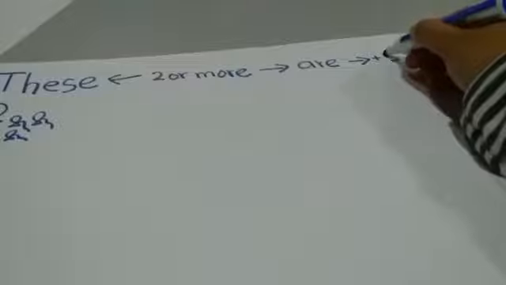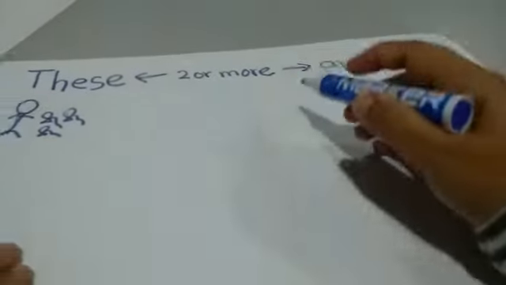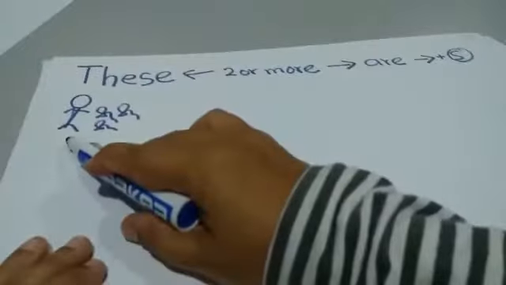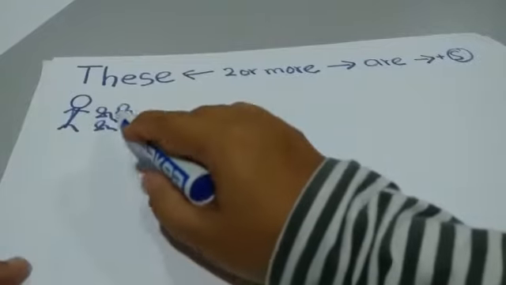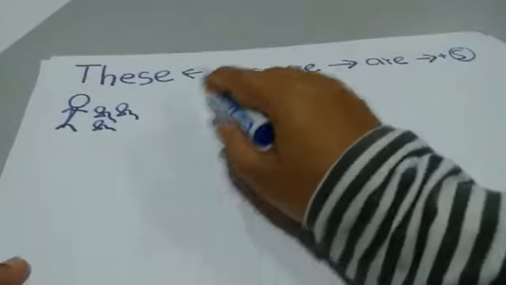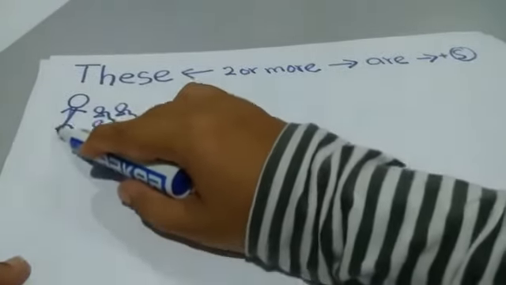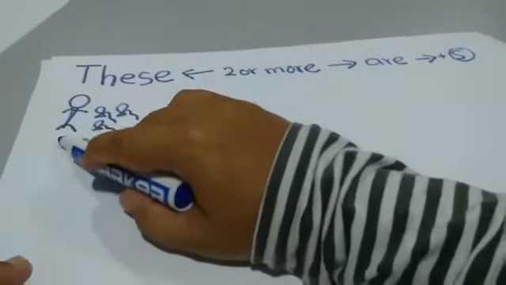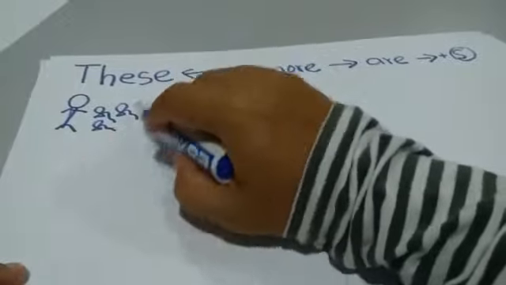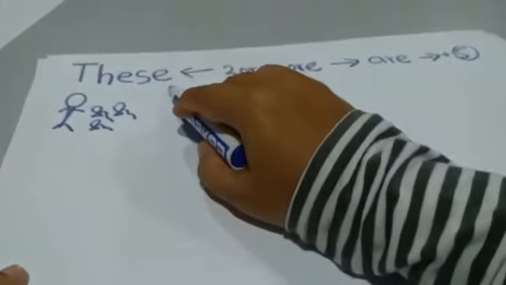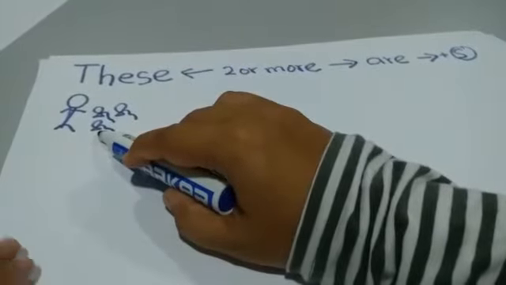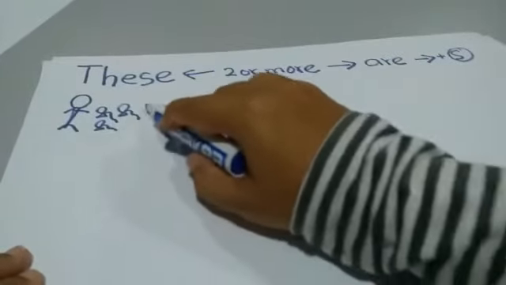You have to add an s to the object. For example, look at this picture. There is the student and there are 3. It is more than 2. So you have to use these, and the objects are near to you. The objects are near you and it is more than 2. So you are going to use these are balloons. You have to put an s because it is more than 1.